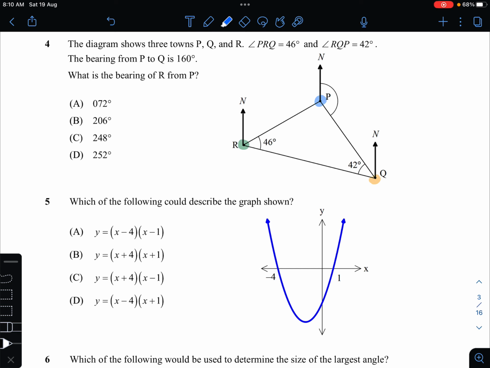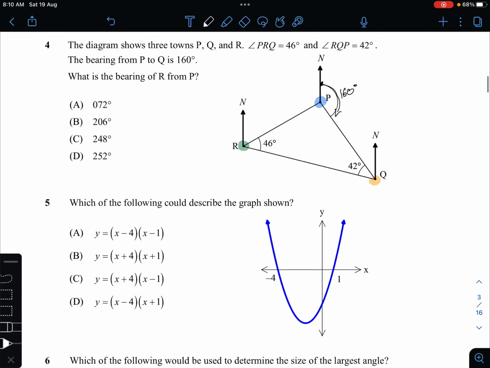RPQ is the angle we're looking for. So the bearing from P to Q, so from P going north to Q, so this whole way around, is equivalent to 160 degrees. Okay, what is the bearing of R from P?